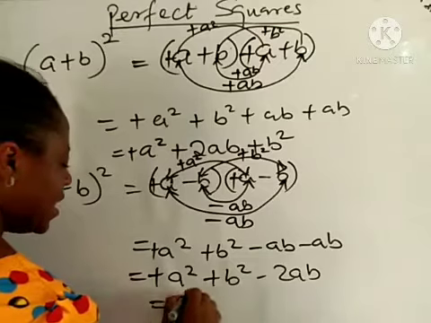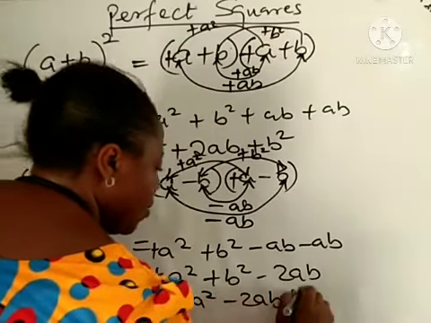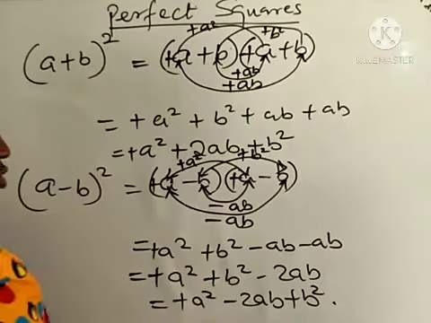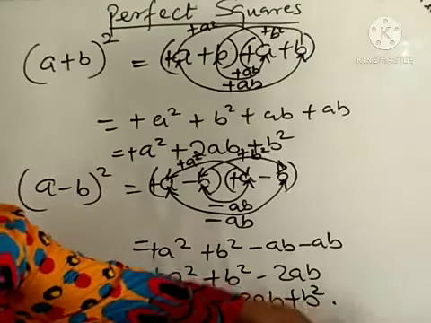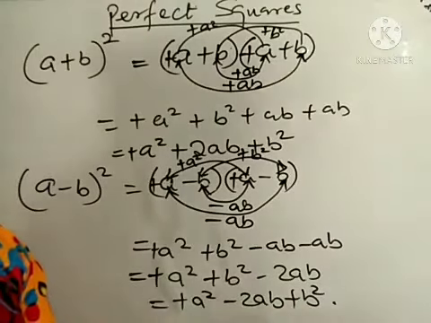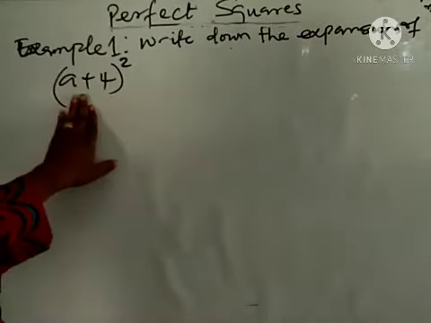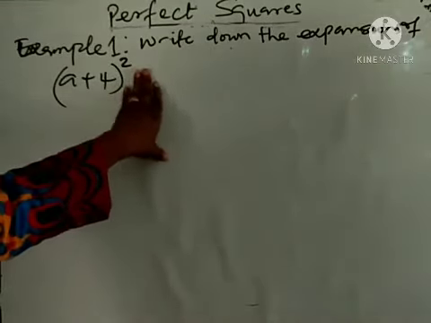So this can also be written as plus A square minus 2AB plus B square. It can be written as minus A square minus 2AB plus what? B square. So let's have an example asking us to use this method. Now we have to write down the expansion of A plus 4 all raised to power what?